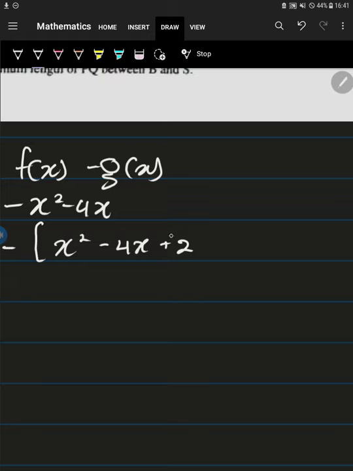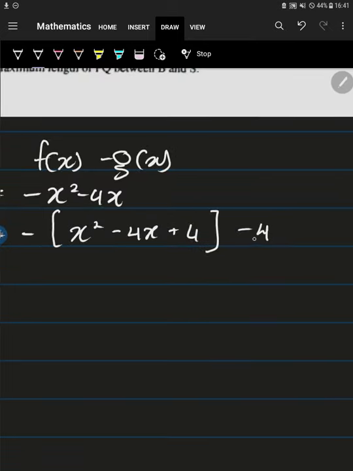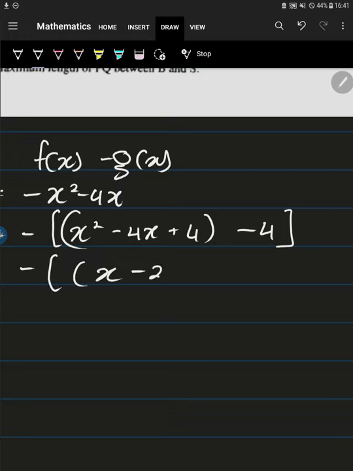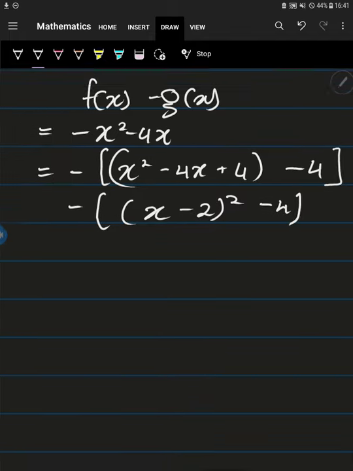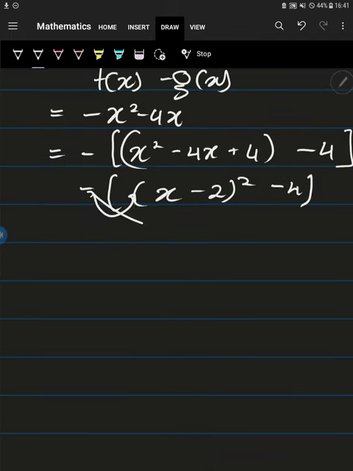Okay, no, we put a 4, right? And then we put a negative 4, because we have to take the 4 out again. And then we subtract 4, and that's negative, and this becomes x minus 2 squared minus 4, and then we bring our negative inside.